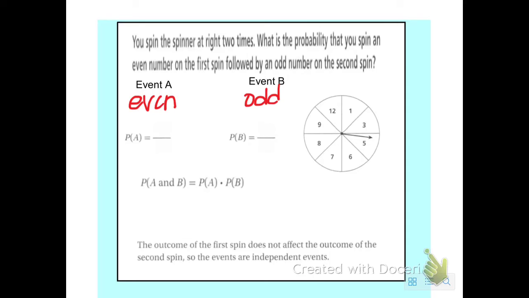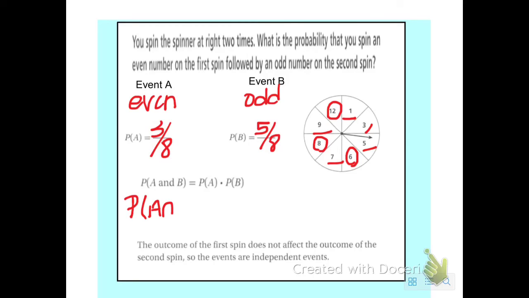So if I look at my spinner over here, I see 1, 2, 3 even numbers. So that would be 3 out of a total of 8. And event B would be the odd numbers. So I have 1, 2, 3, 4, 5 odd numbers. So that probability would be 5 out of 8. So if I want to find the probability of the intersection, getting an even number and an odd number on the second spin, all I would have to do is multiply the 2 probabilities together.